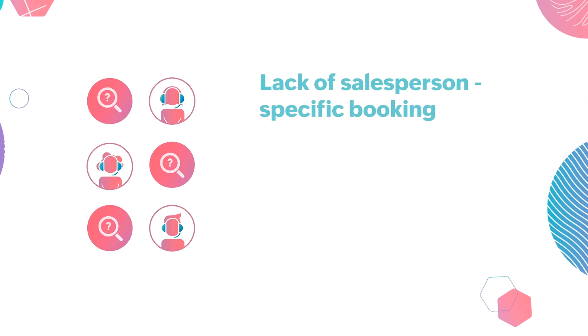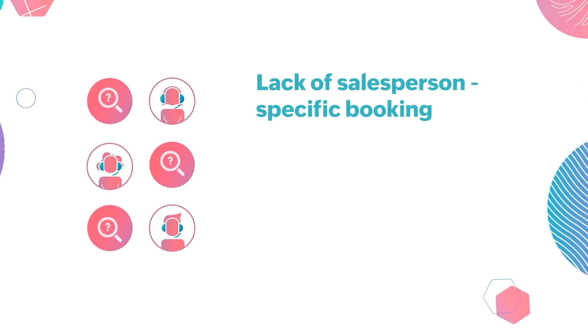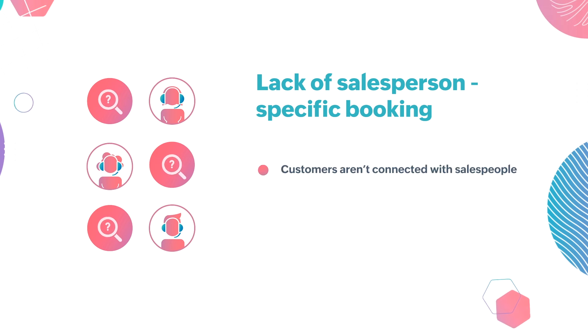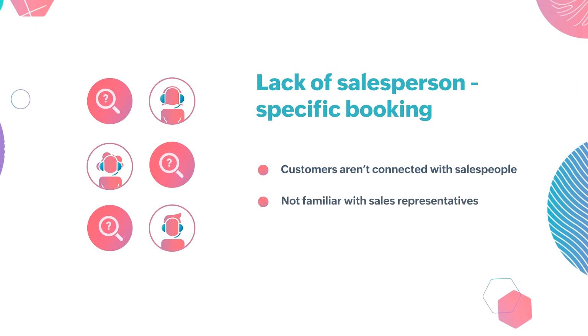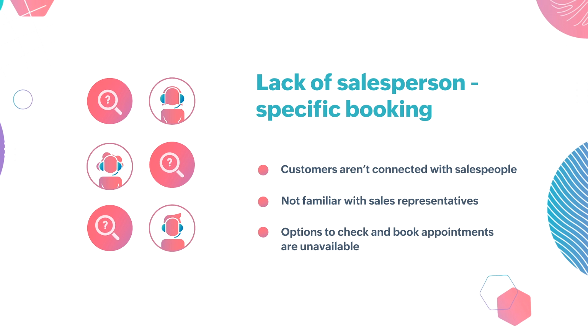Number 5, lack of agent-specific booking. Customers prefer to stay connected with a sales representative that they are acclimated with. But the forms Roy's teams use now provide no option to check and book appointments with specific sales agents.